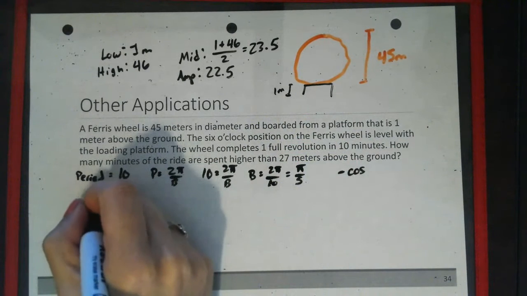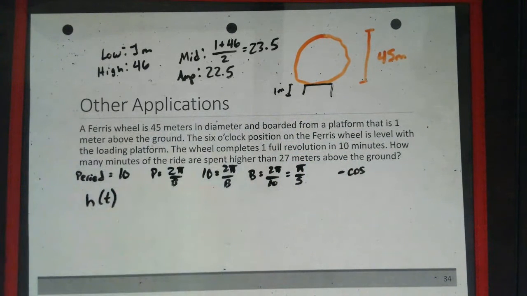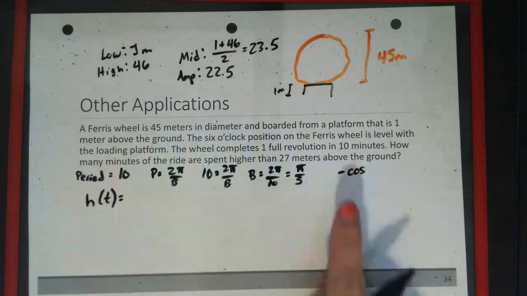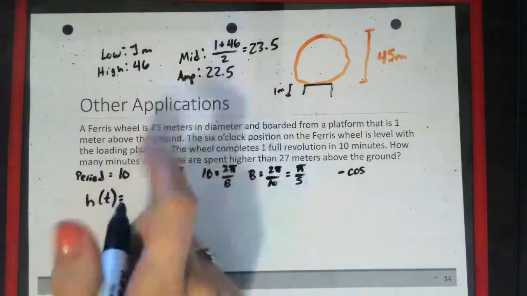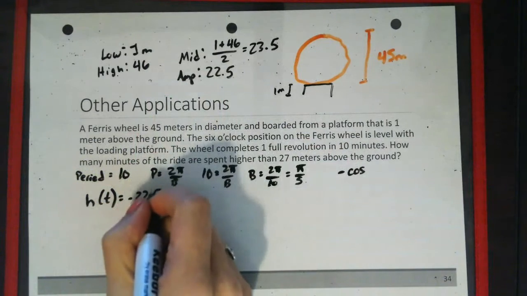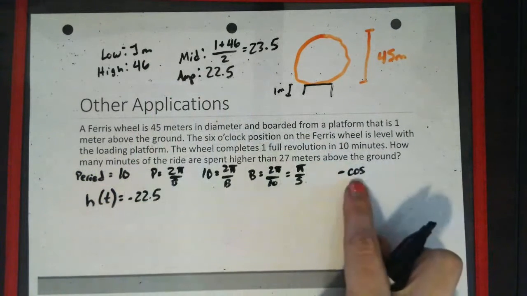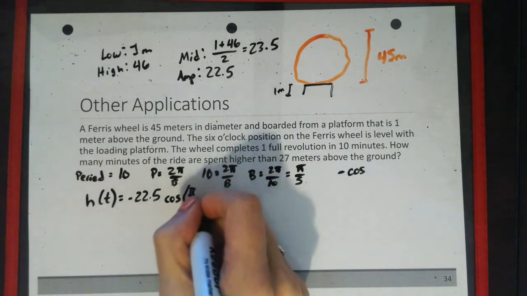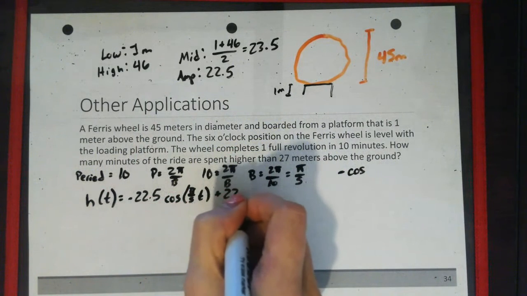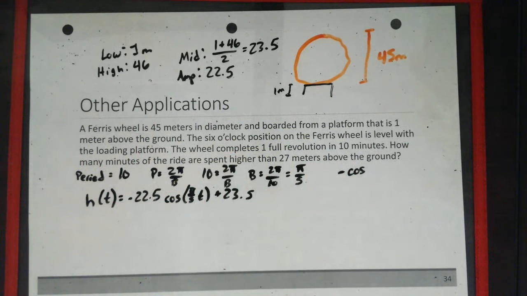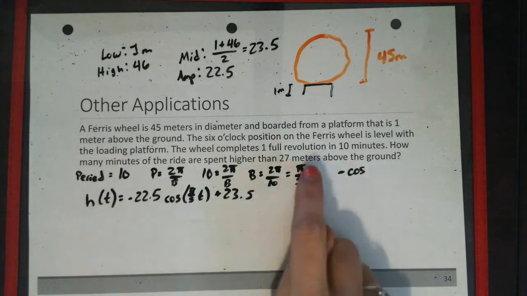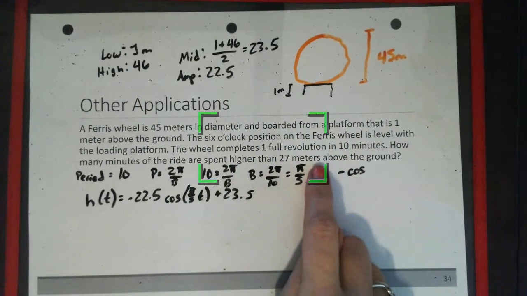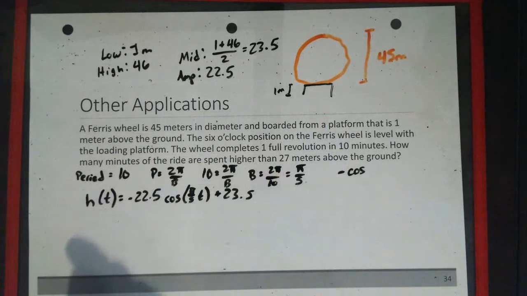The height, I'll call it h of t for time, is equal to negative 22.5 times the cosine of pi over 5 times t plus our midline of 23.5. Now we want to know when we are higher than 27 meters. So I'm going to set my height equal to 27 and see what that does.